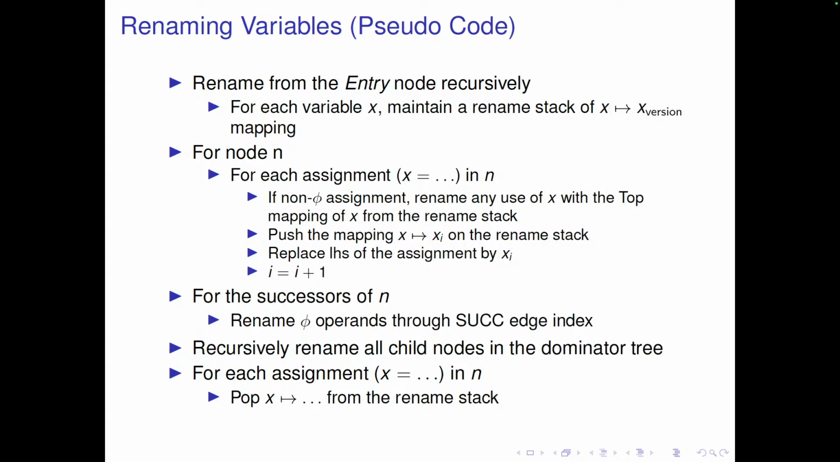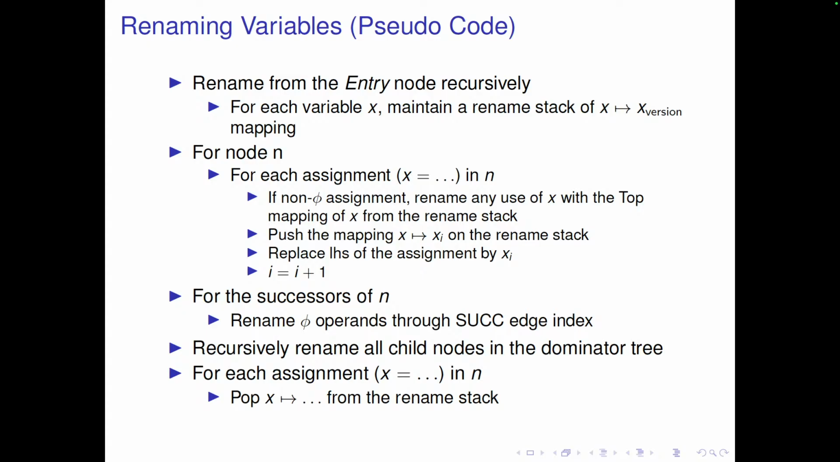If it is a non-phi assignment, I picked up node 1, a non-phi assignment. I look at the right hand side, every usage should be replaced by the top of the stack, there is no usage. Push mapping X equal to Xi, again something is missing, this is what I have created, so initially I will be 0 or 1, whatever you want to start with.